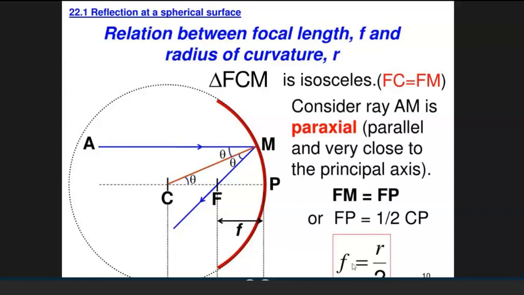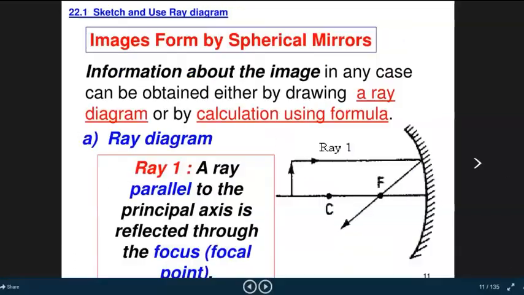Next topic. This is the relation. The radius of curvature of a spherical mirror is equal to twice the focal length of the spherical mirror, or the focal length of the spherical mirror is just half of the radius of curvature of the spherical mirror.